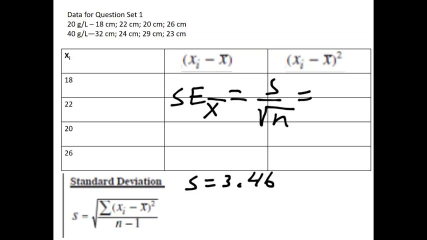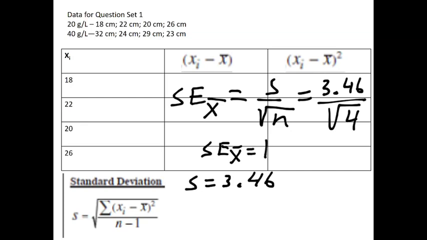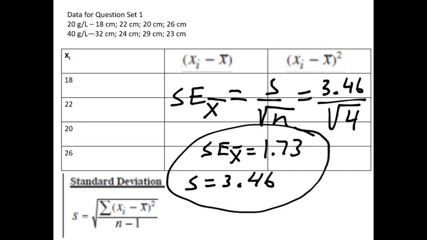So in this case, we're going to take our standard deviation, 3.46, and divide that by the square root of n. Our sample size is 4, so the square root of 4. So we end up with 3.46 divided by 2, which is what the square root of 4 is. So we end up with an SE x bar here of 1.73. Now these values are for our 20 gram per liter sample. So we need to do the same calculations for the 40 gram per liter sample.